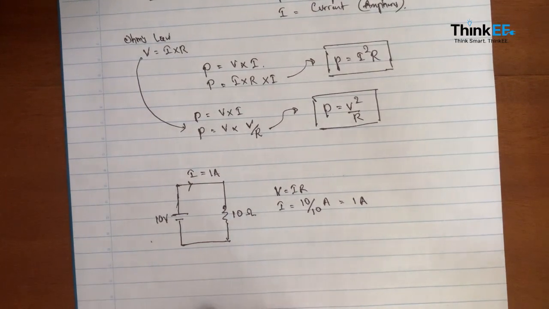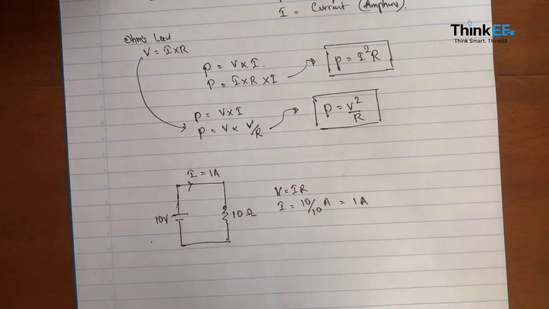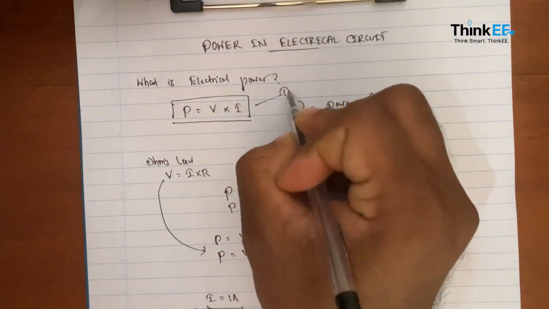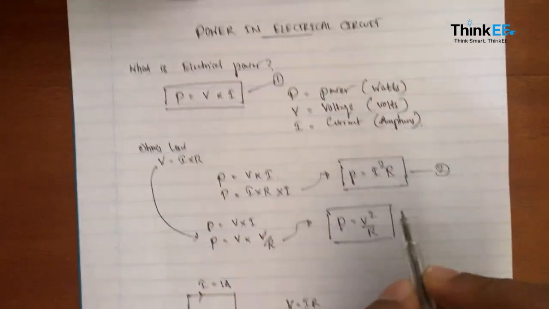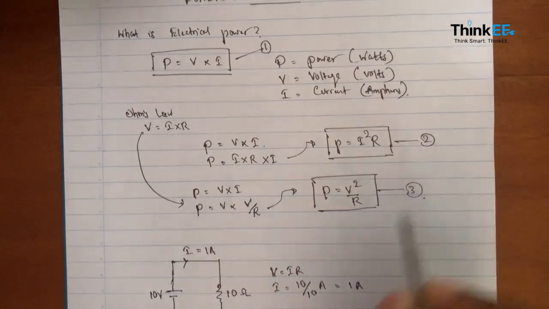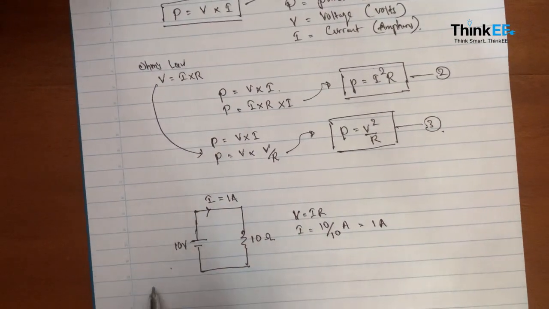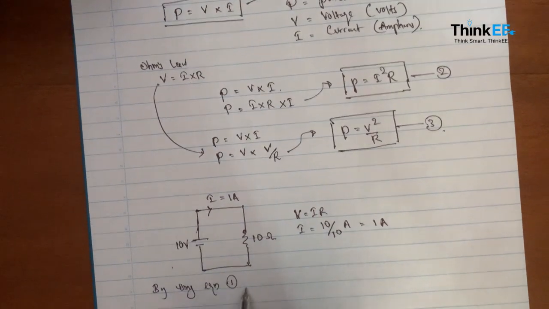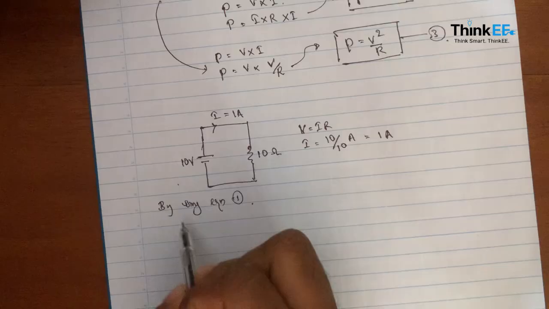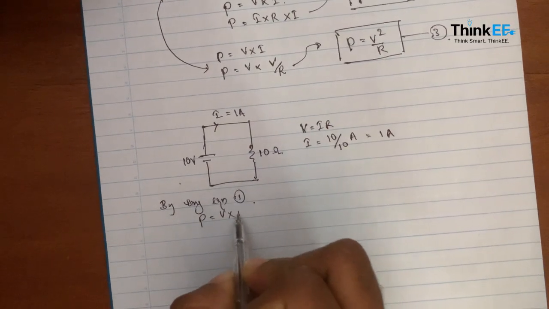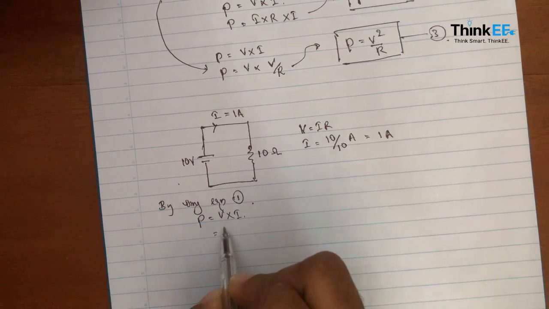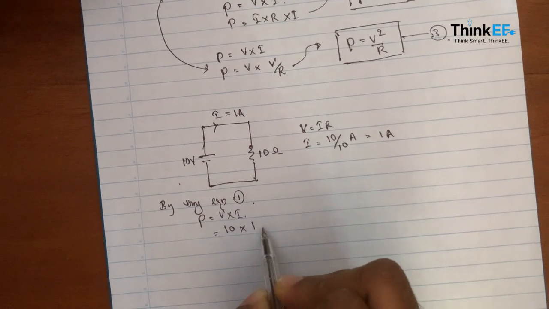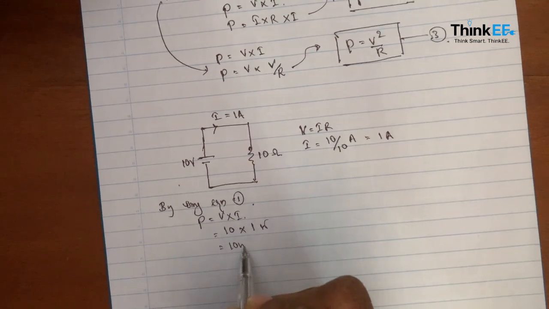Now the power consumption in this circuit we can write as from the equation 1. I'll number these equations as 1, 2 and 3. By using equation 1, that is P equal V into I. Voltage is 10 volt and I is 1. Then we are getting as 10 volt.